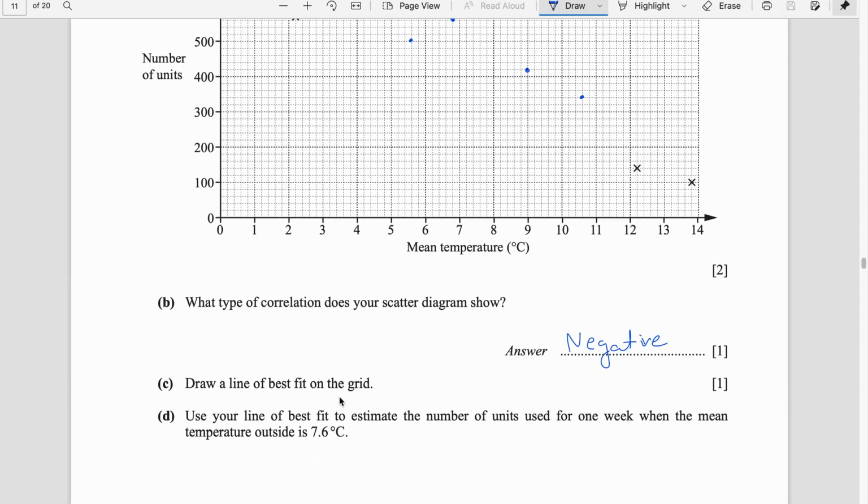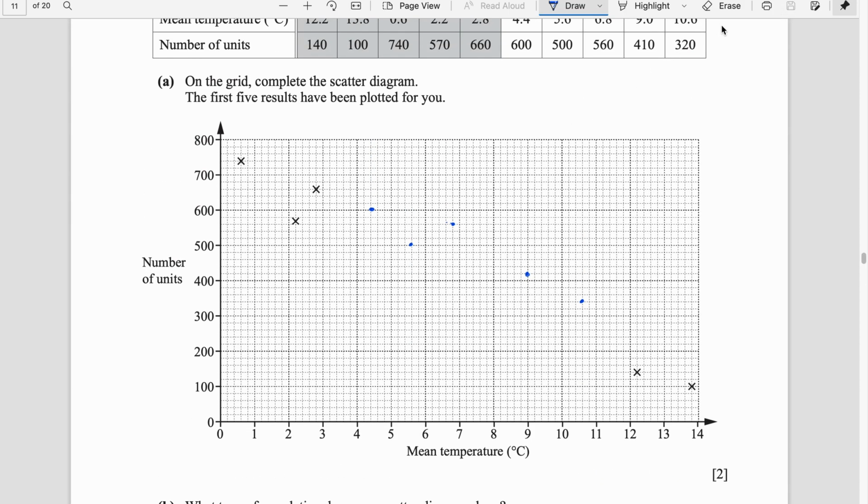Draw the line of best fit on the grid. Use your scale, adjust it and see if half of the points lie above the line and half lie below the line, and it should somehow look like this. Let me make another attempt.